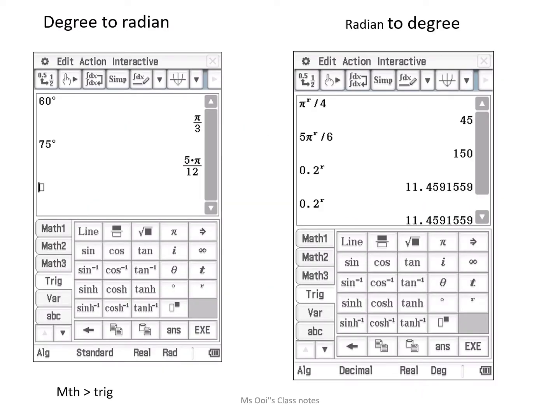All right, converting degrees to radians using CAS is very simple. If you want to convert degrees to radians, first make sure that the calculator is in radian mode. Then you go to the trig tab and find the degree sign. So 60 degrees, make sure that you have a degree symbol, and then you press enter. The calculator returns pi on 3. 75 degrees, press enter. The answer will be 5 pi on 12.